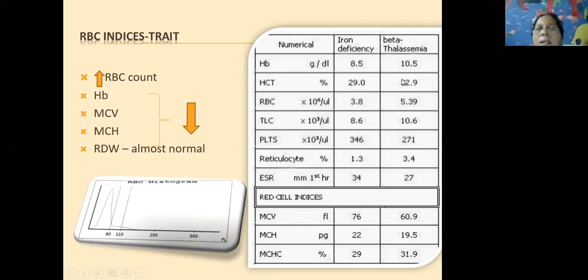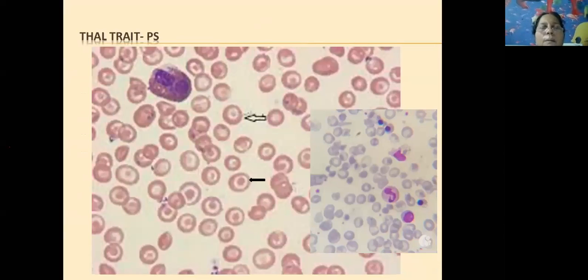See here, in iron deficiency the count is very low. Then thal trait is a mild anemia. The RBC count is elevated here, and here it is very low. Also the RDW. So there is microcytic hypochromic anemia. This is a peripheral smear with microcytic hypochromic RBCs, and you get a lot of target cells.